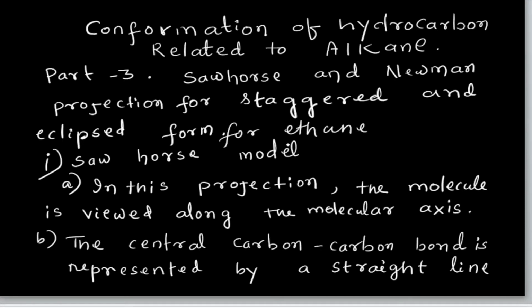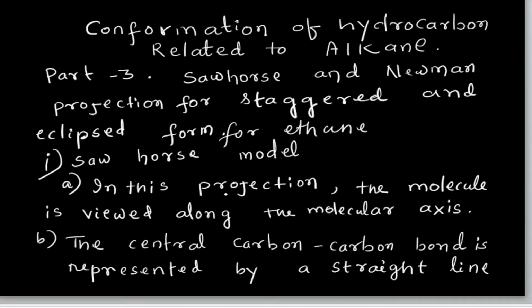And ethane, I told in part 2, has two types. One is eclipsed, another is staggered form. And here again, these are the scientists, Sawhorse and Newman, who gave the different types of projection for the staggered form and also the eclipsed form for ethane. So first is the Sawhorse model.